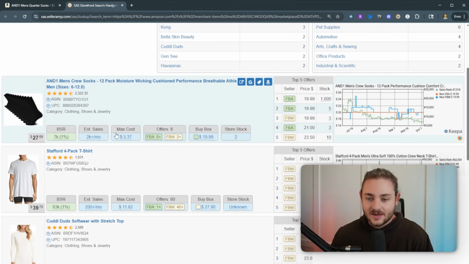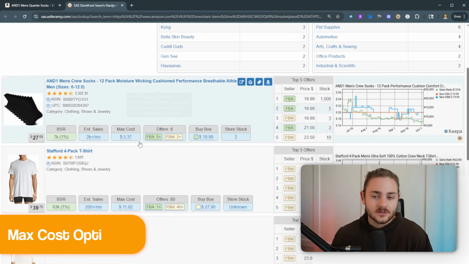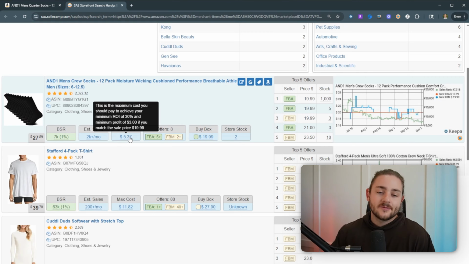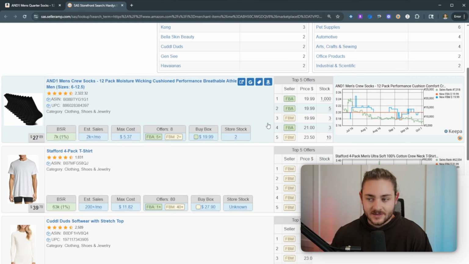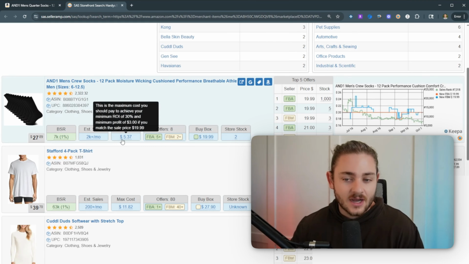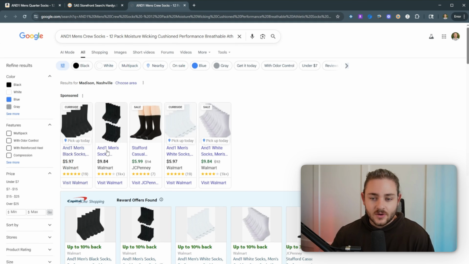This one right here, as I'm looking through the storefront, I'm always looking for items that I think I can buy for this max cost option. So this is basically the number at which I make my ideal profit, and if the price is above that, I don't make my ideal profit. So looking at this, I ask myself, do I think I can buy 12 packs of socks for $5? That'd be pretty cheap to me, but I don't know, maybe we can. So let's go ahead and search it right here.